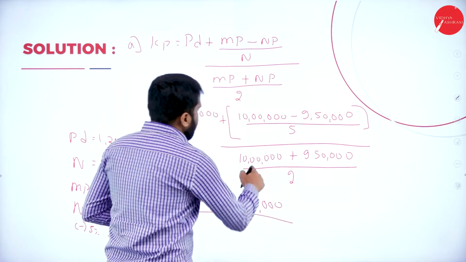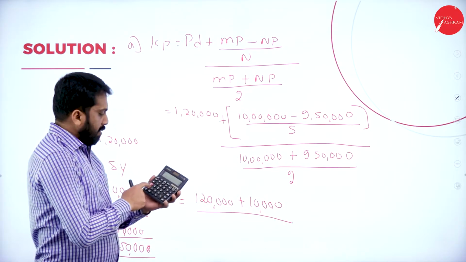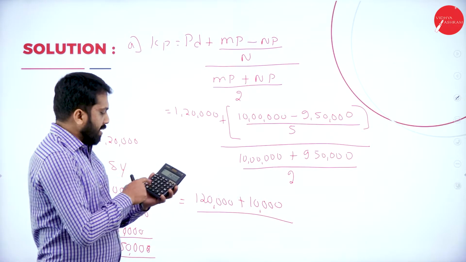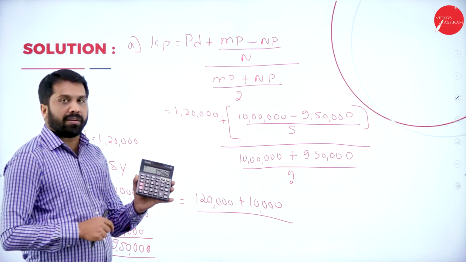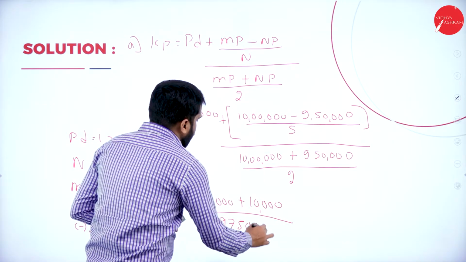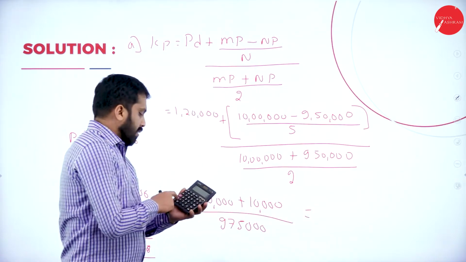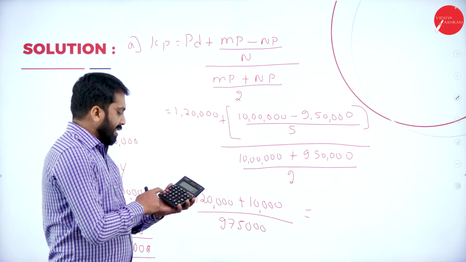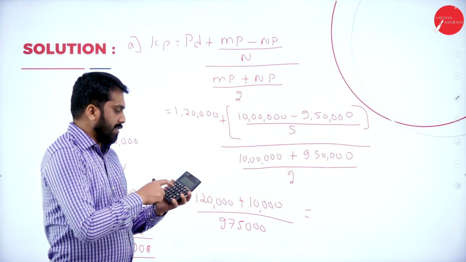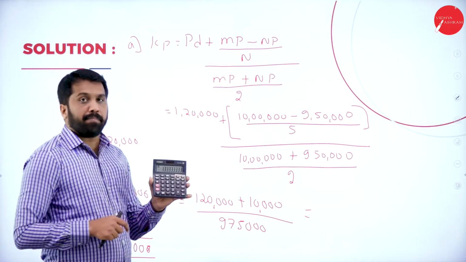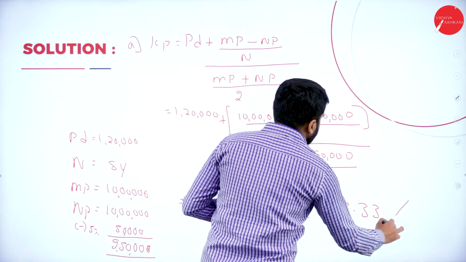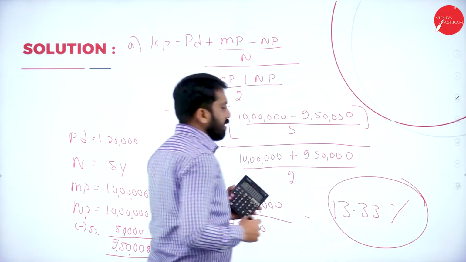Now, what is the answer of this? 10 lakh plus 9 lakh 50,000 divided by 2. So you got 9 lakh 75. What is the answer now? 1 lakh 20,000 plus 10,000 divided by 9 lakh 75,000. Your answer is around 13.33. 13.33 is your answer. Clear?